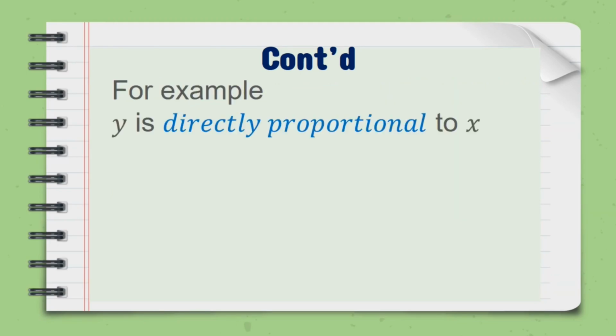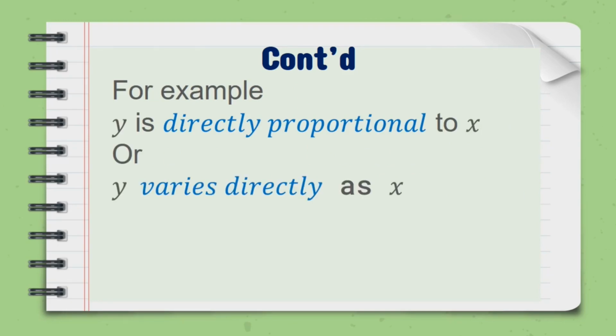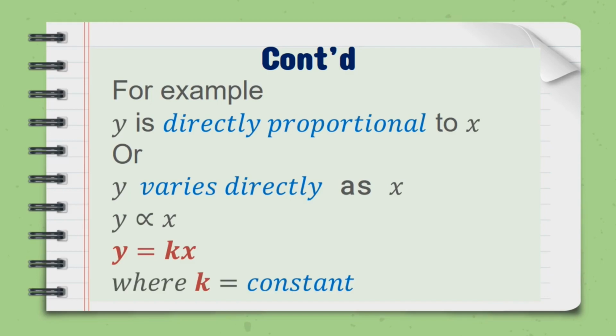For example, y is directly proportional to x. This can also be written as y varies directly as x. Symbolically, this can be written as y, then using the proportional symbol, followed by x. So y directly proportional to x, or y varies directly as x. And this can be written as an equation y equals kx, where remember we said k represents our constant of proportionality.